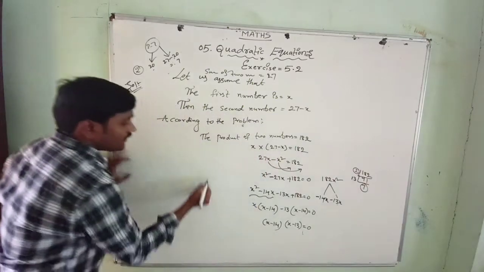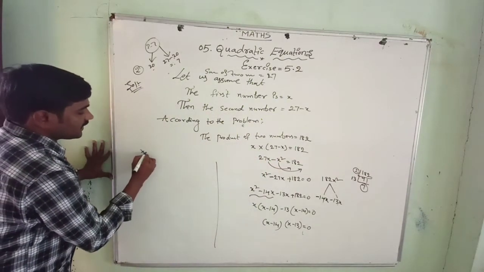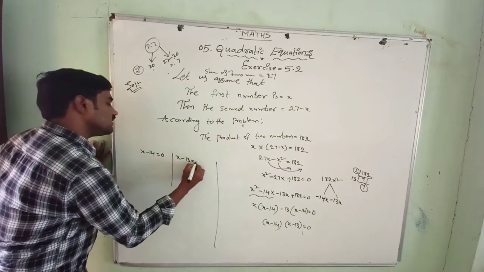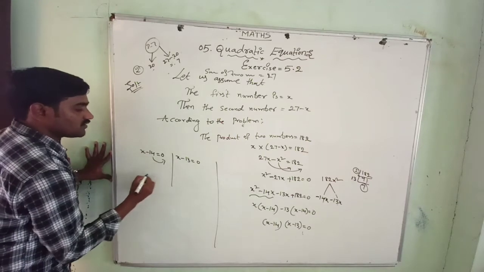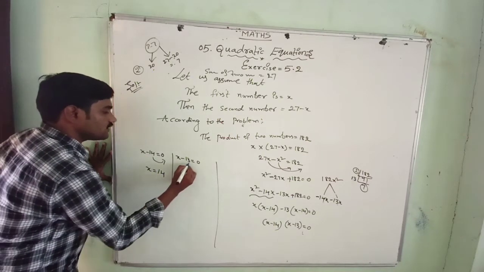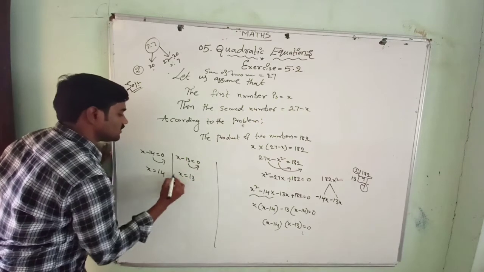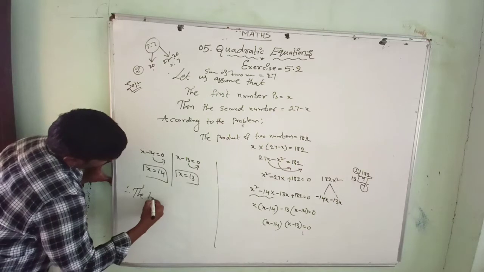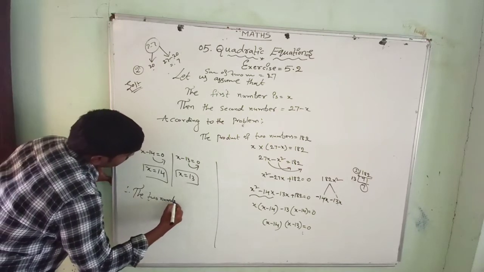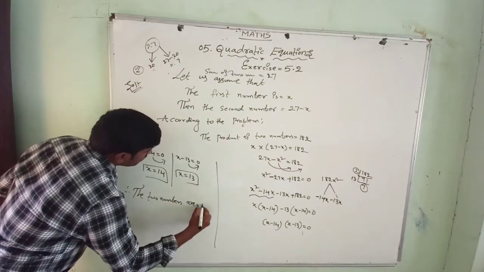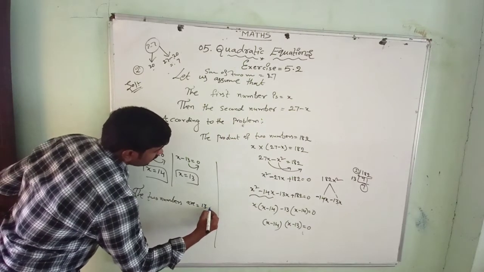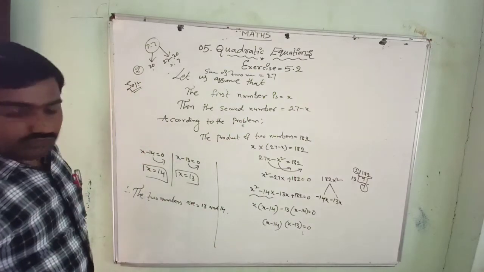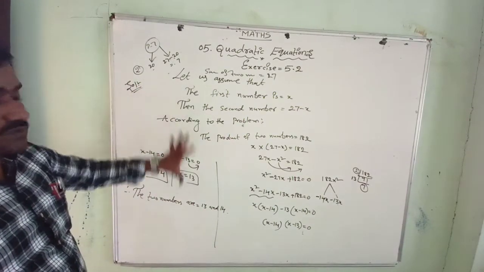Now here we can write the factors like x minus 14 is equal to 0 and x minus 13 equal to 0. So this minus 14 you transfer the side, x equal to 14. This minus 13 you transfer the side, x equal to 13. So what are the two numbers? Therefore the two numbers are 13 and 14. So we have completed the second question. Very easy.